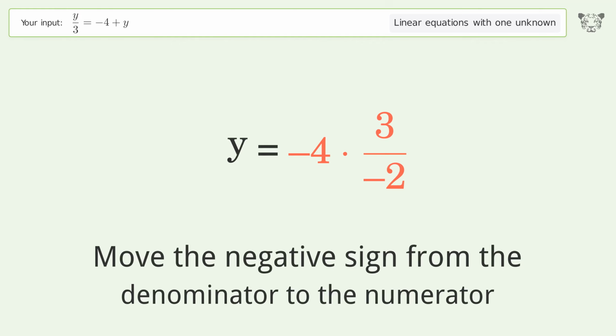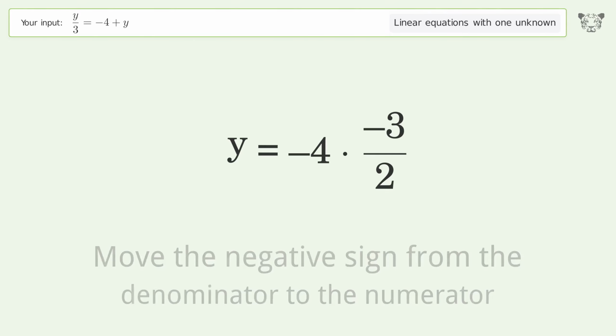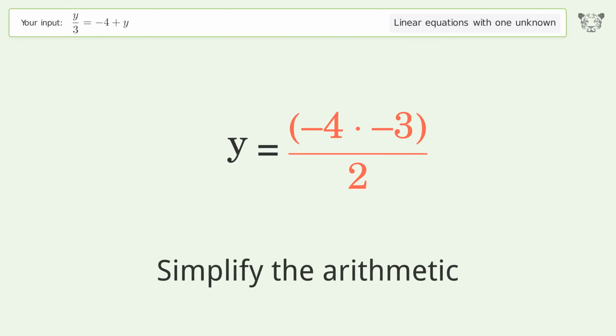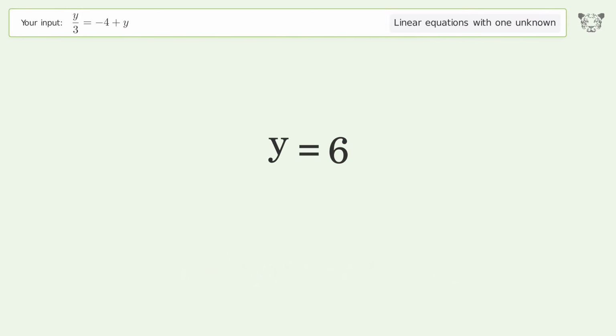Move the negative sign from the denominator to the numerator. Multiply the fractions. Simplify the arithmetic. And so the final result is y equals 6.